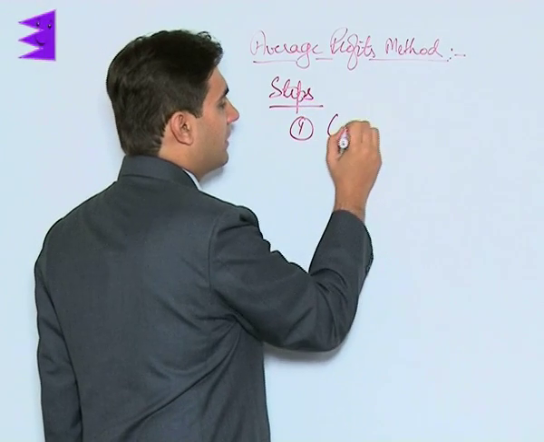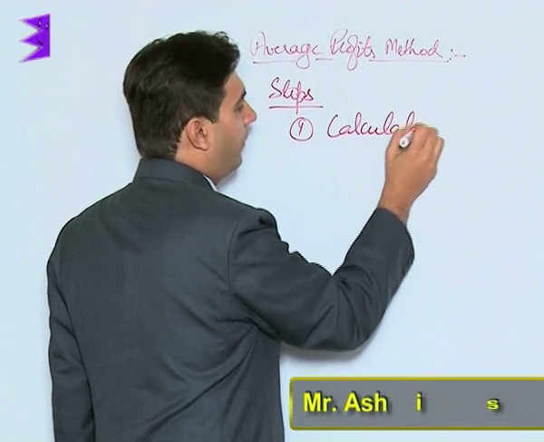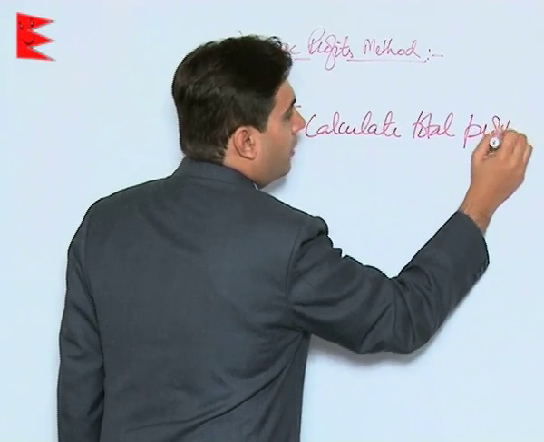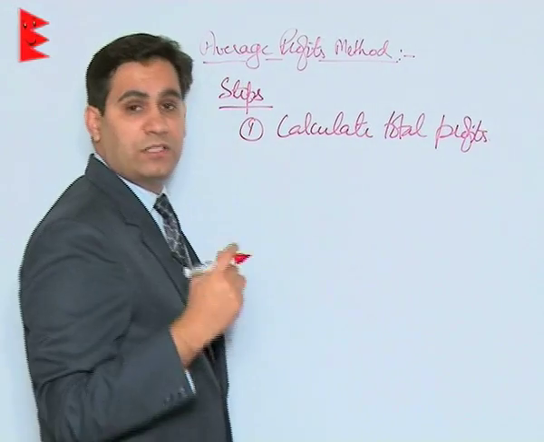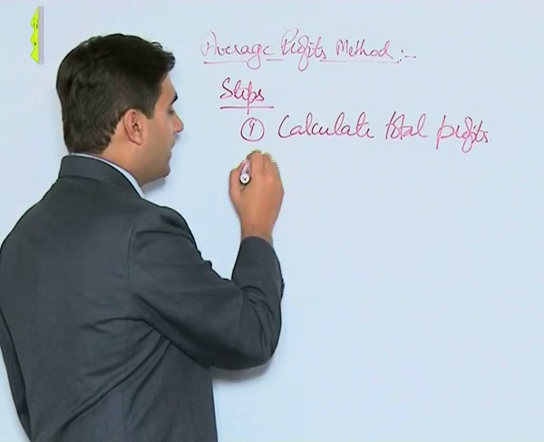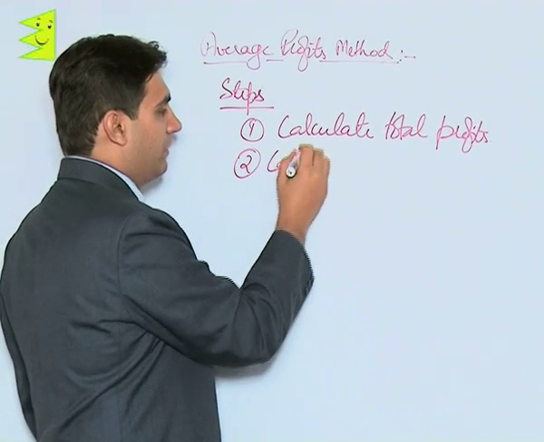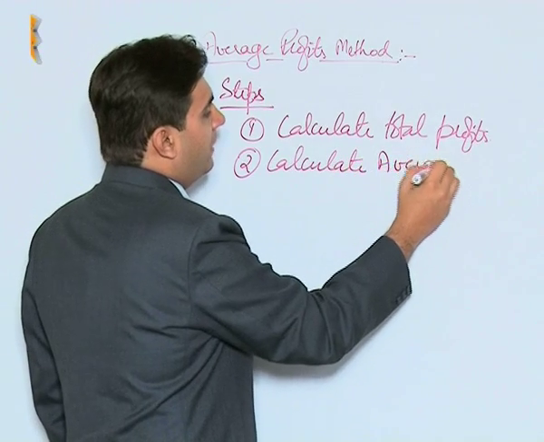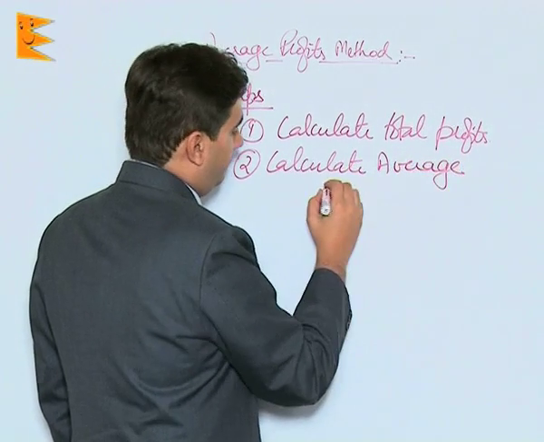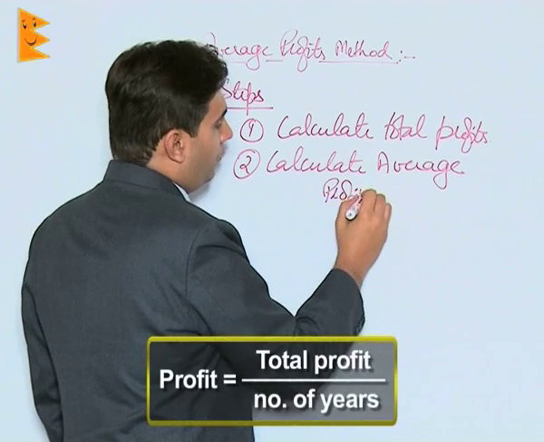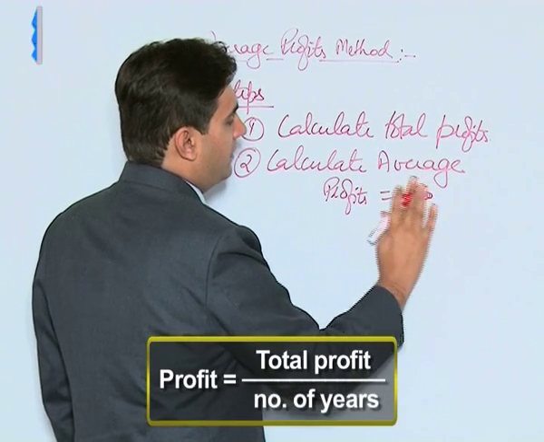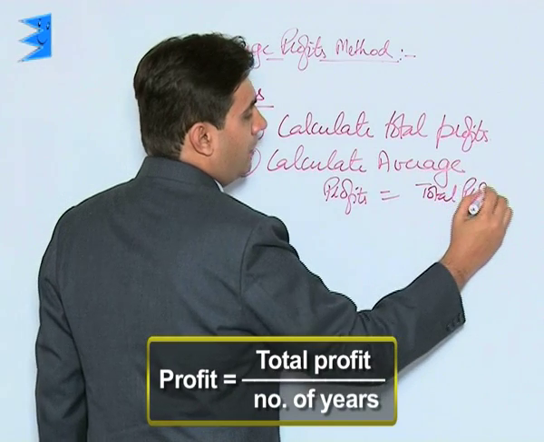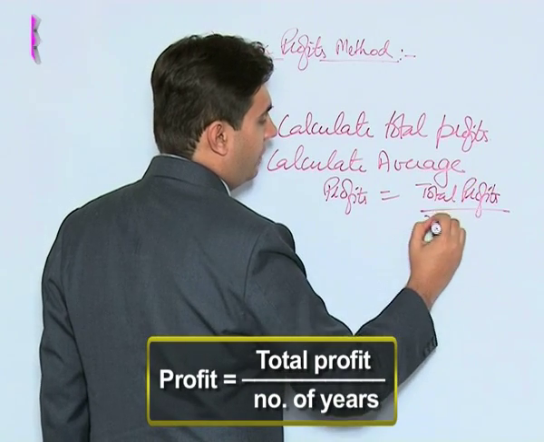The first step is calculate total profits, and that is total profits for the number of years that are given to us in the question. Once we have calculated total profits, we will calculate average profits, which would be equal to total profits divided by number of years.